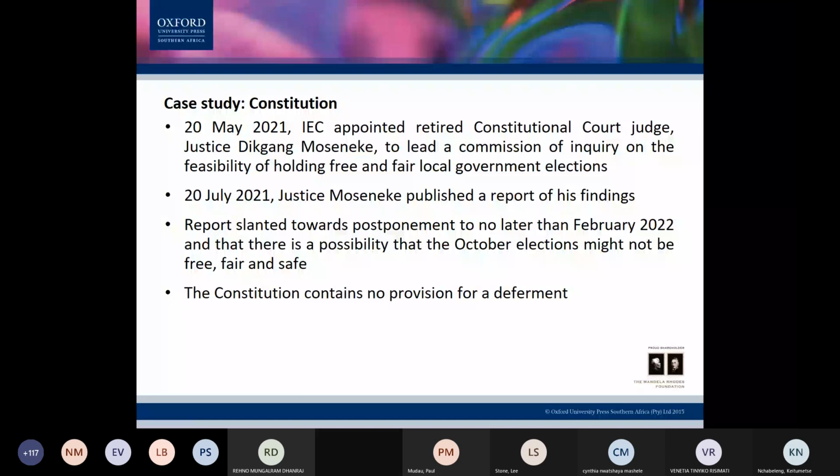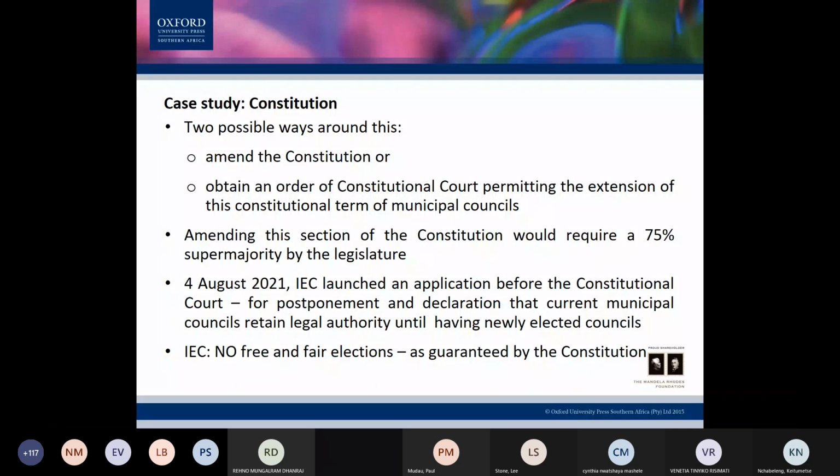One needs to take note that currently there is no clear-cut constitutional provision that provides for deferment or postponement of elections. There are two possible ways around this. The first one is to amend the constitution, and the second one is to obtain an order of the Constitutional Court which will permit the postponement of elections, but in so doing it means the current municipal councils' constitutional terms need to be extended.